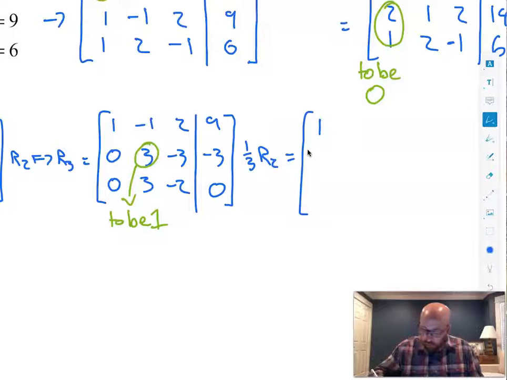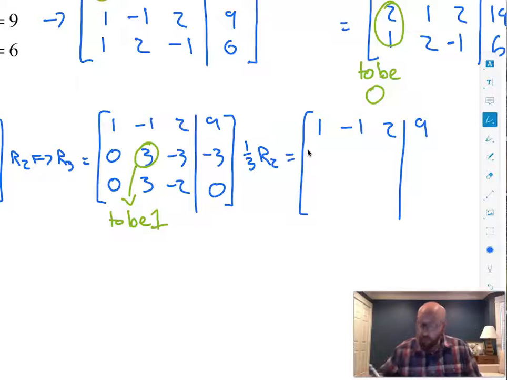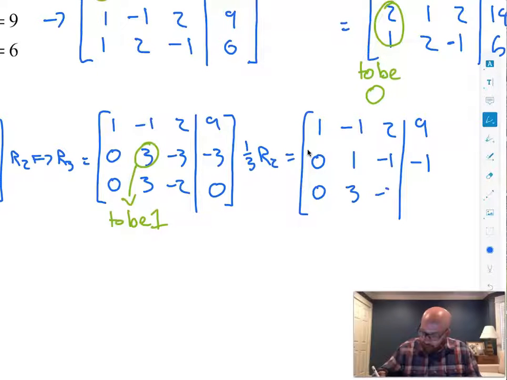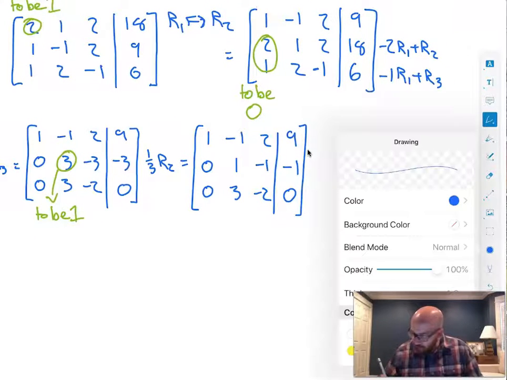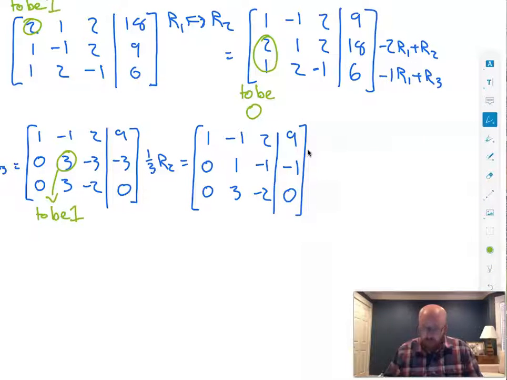So looking at the rows, 1, negative 1, 2, 9. Divide row 2 by 3, you get 0, 1, negative 1, negative 1. And row 3 stays the same, 0, 3, negative 2, 0. Okay, now let's talk about what we want next. What we want next is we want this element to be 0.